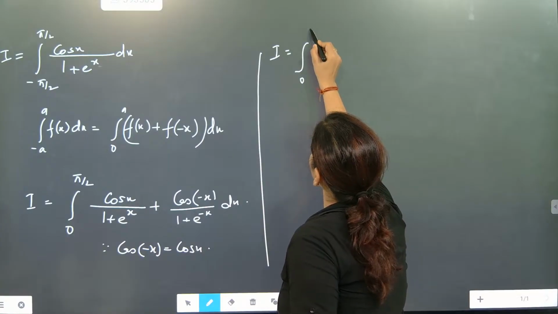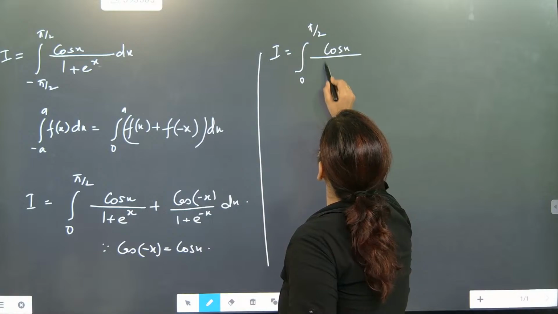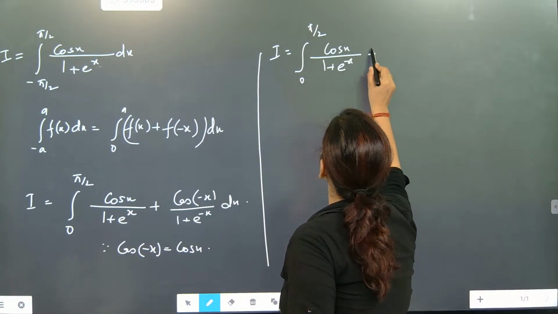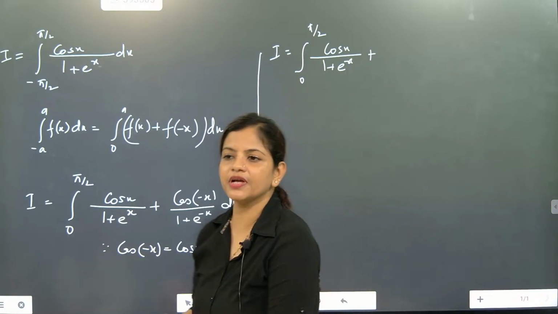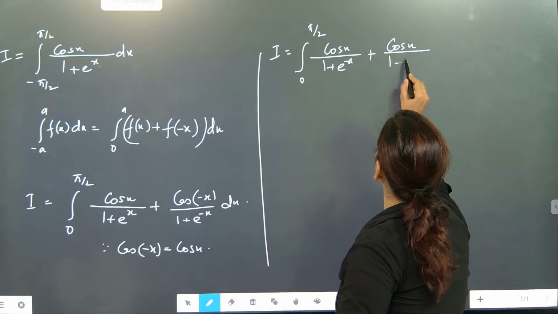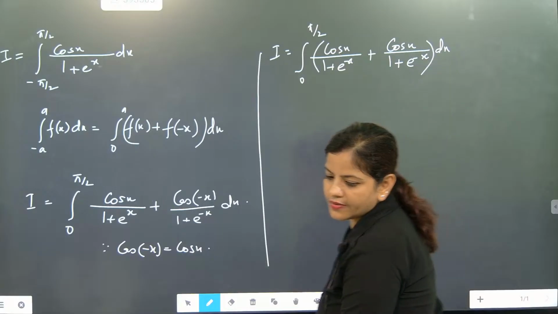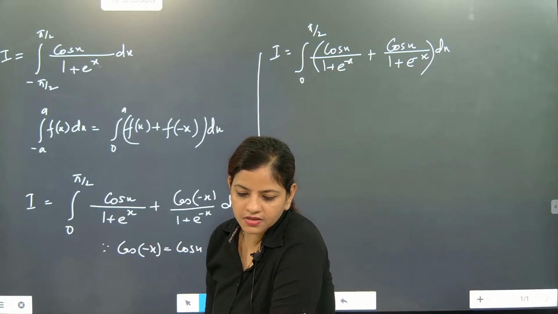I is equal to 0 to pi by 2. This is coming as cos x by 1 plus e to the power x plus, now cos of minus x will become cos x only. So here it will become cos x by 1 plus e to the power minus x dx. Done?